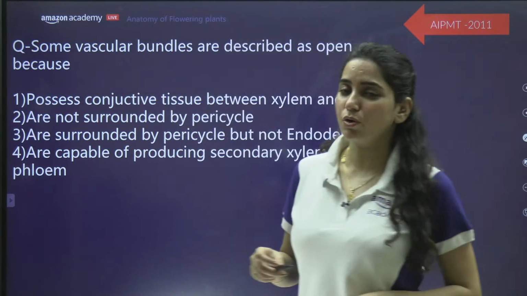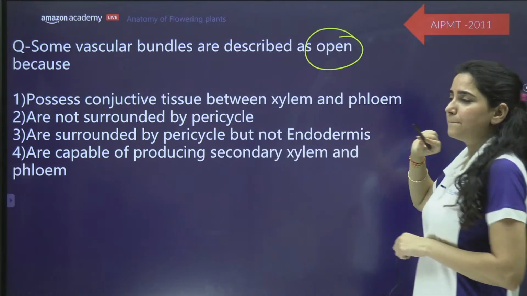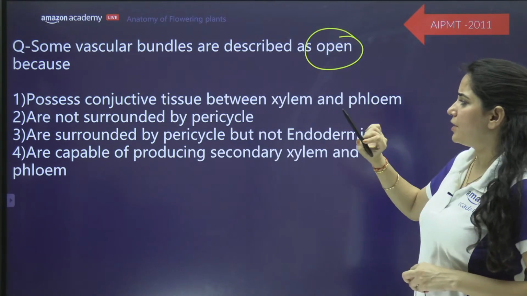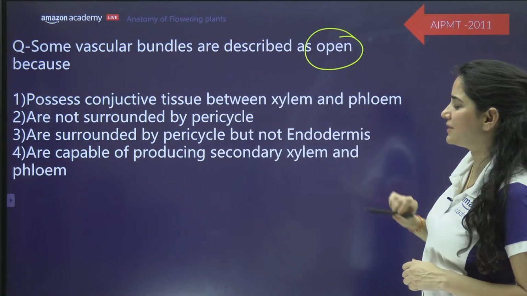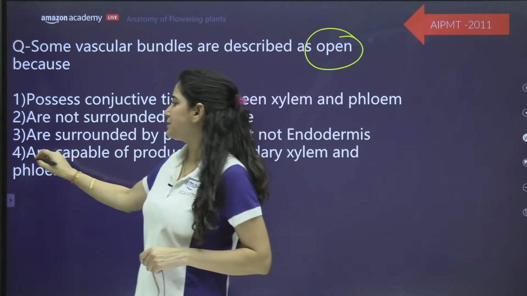So, some vascular bundles are described as open. Why are they called open? Because they possess conjunctive parenchyma. They are not surrounded by pericycles. Surrounded by pericycles, they are capable of producing secondary xylem. What do you think is my answer? Of course, the last one.